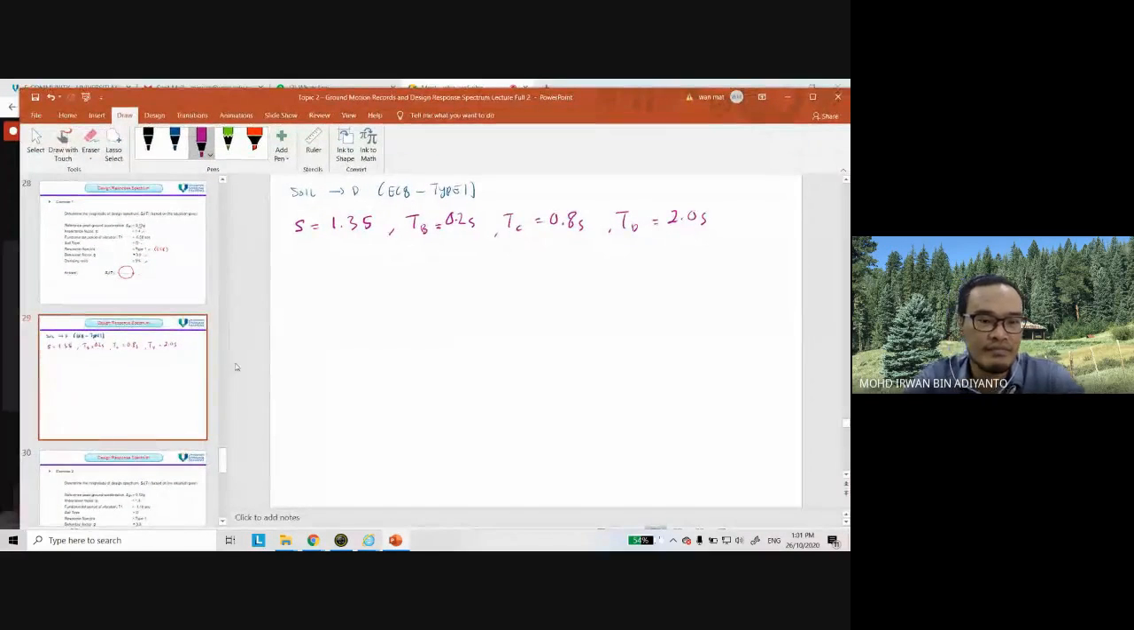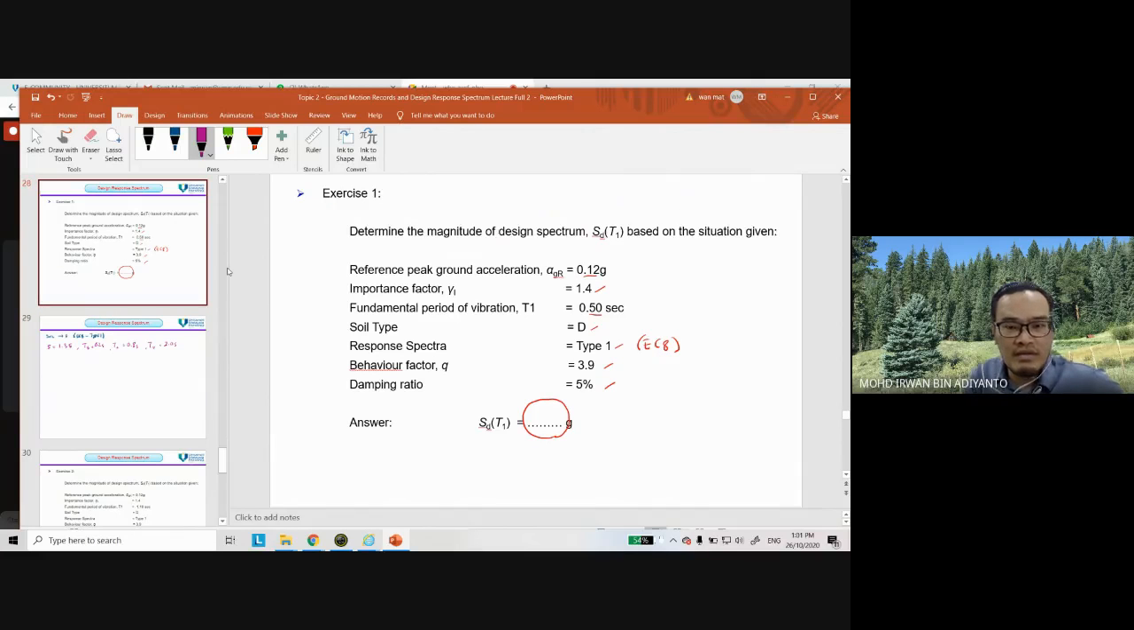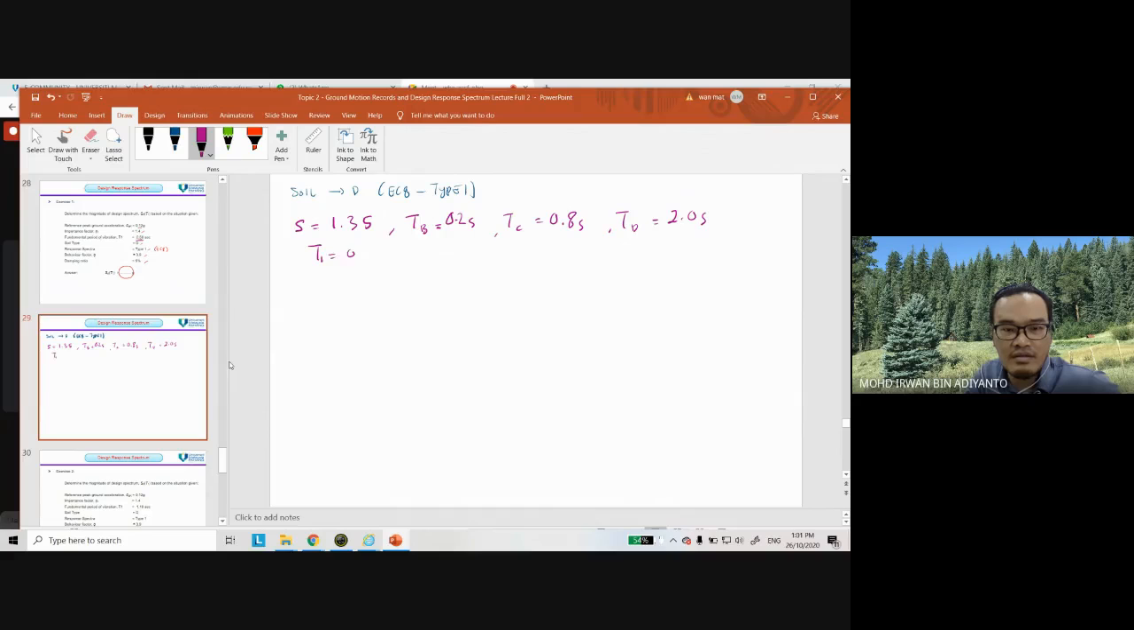Okay, and then what is the value given? The T1 given is 0.5 seconds. So here T1 is 0.5 second. So T1 is located between TB and TC because T1 is here. Okay, let's say here, this is your response spectrum. This is your TB. This is your TC. This is your TD.